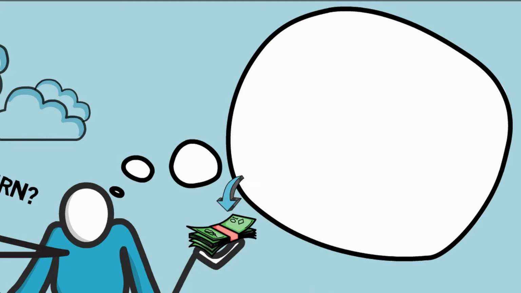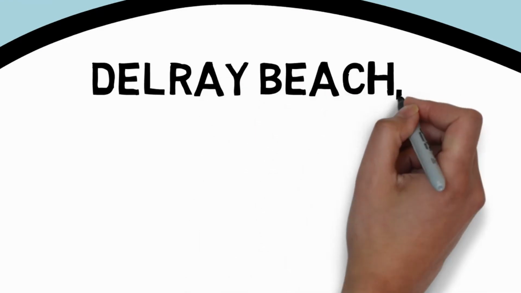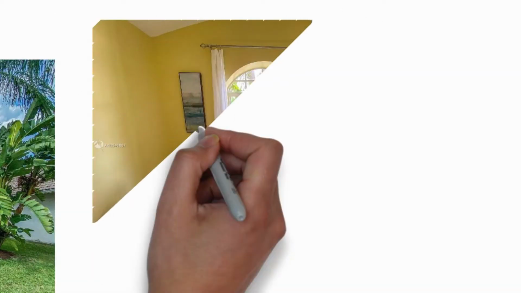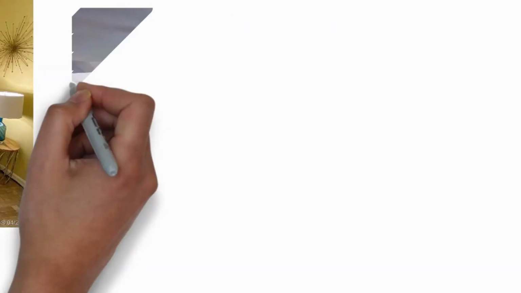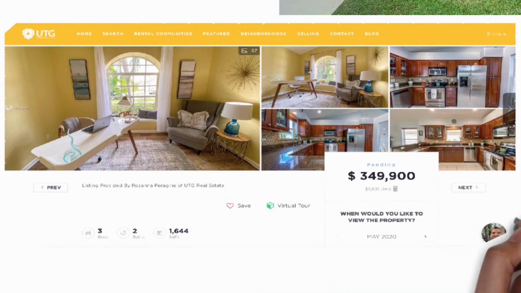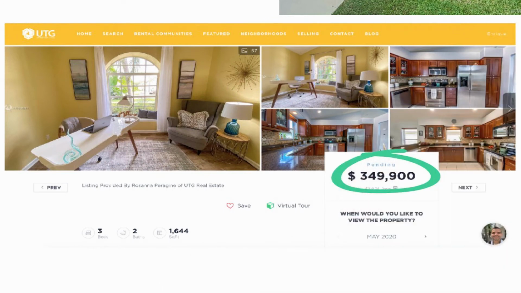Let's begin with a concrete example. Let's take a look at a 3-bedroom, 2-bathroom house in Delray Beach, Florida. This home is currently on the market for sale at about $350,000. I have already calculated all the numbers for you. Just pay attention so you can get an overall idea of what we're dealing with.